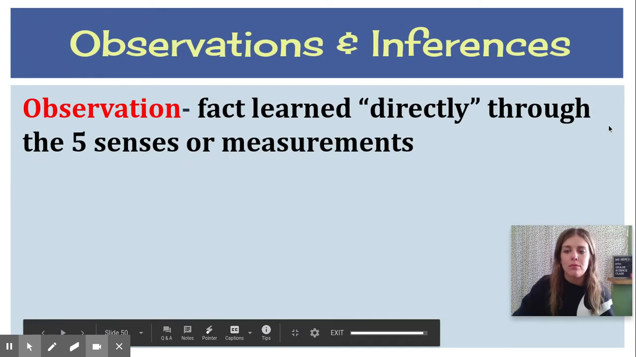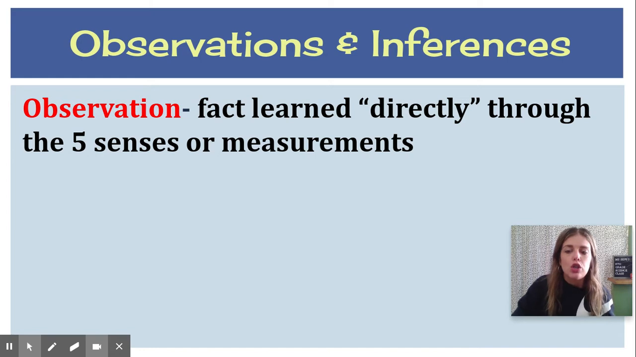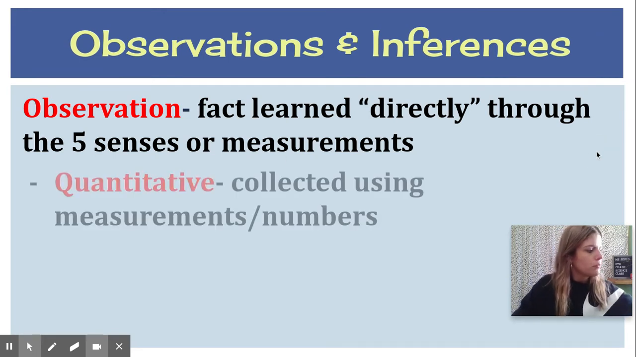Let's first look at observations versus inferences. So qualitative and quantitative data are observations that you make. An observation is a fact learned directly through the five senses or through measurement. So that is what an observation is, which is different than an inference, which we'll get to in a little bit. So this will go in your notes right where it says what is an observation.